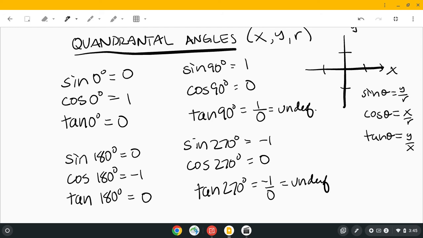Make sure you have all of these memorized. It's going to make the rest of the class flow a little bit better for you, because you're going to need to retrieve all of these answers relatively quickly.